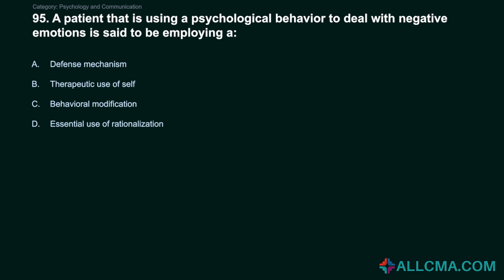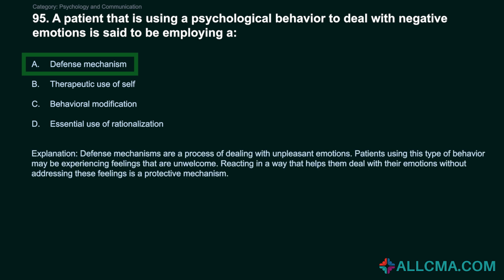95. A patient that is using a psychological behavior to deal with negative emotions is said to be employing a: A. Defense mechanism. B. Therapeutic use of self. C. Behavioral modification. D. Essential use of rationalization. Correct answer: A. Defense mechanism. Defense mechanisms are a process of dealing with unpleasant emotions. Patients using this type of behavior may be experiencing feelings that are unwelcome. Reacting in a way that helps them deal with their emotions without addressing these feelings is a protective mechanism.